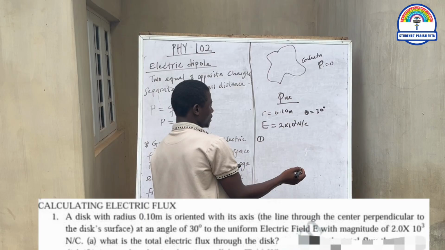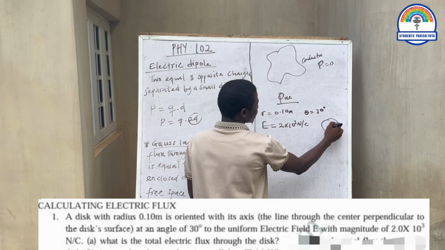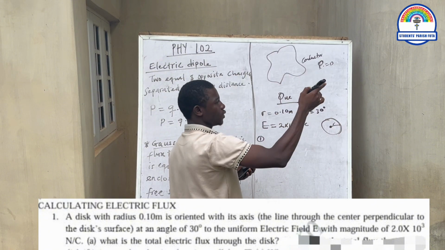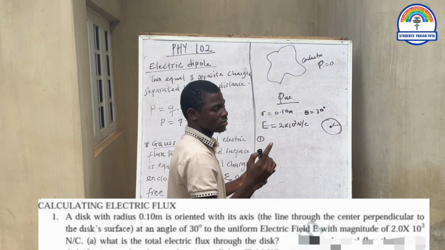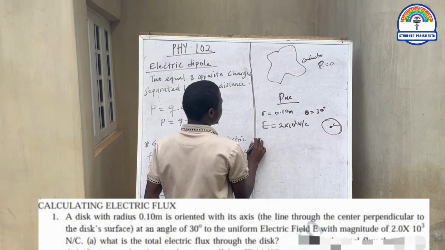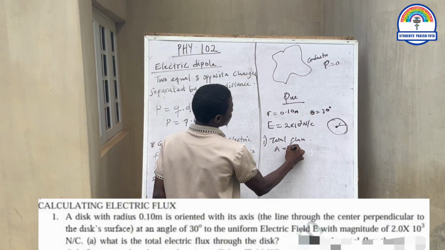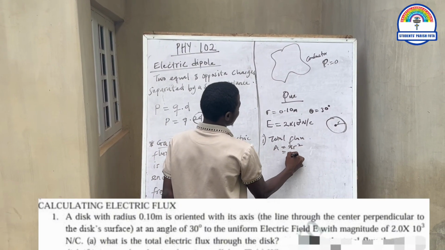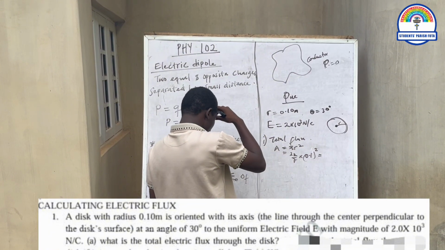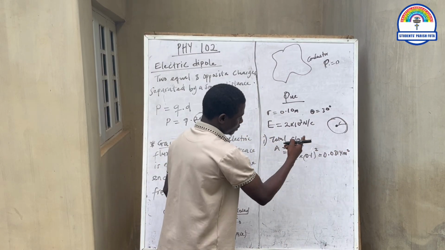So this is a flat surface because definitely you can get the area. It is a circular disk and you are given the radius. So it's not a rough surface where before you get the area you have to do integration. To get the total flux, what's your area? The area is πr², the area of the circle. So you should have 22 over 7 times 0.1 squared, and our answer should be 0.0314 square meters, because it's 3.14 times that.